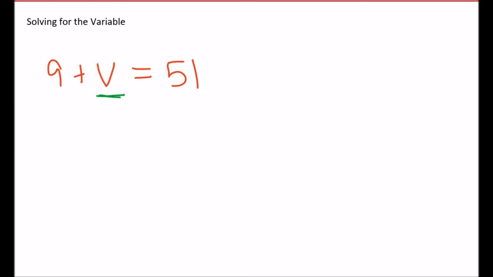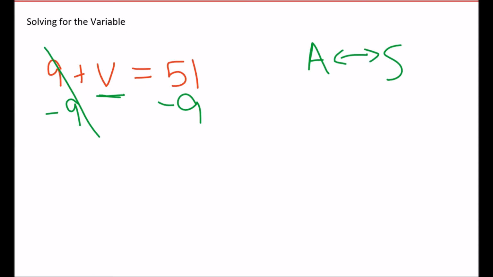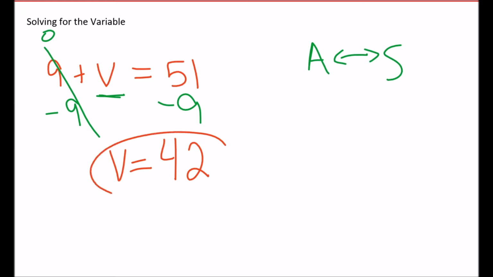So how are we going to do that? Well, right now we have the 9 being added to v. So let's get rid of the 9. The opposite of addition is subtraction. They kind of have one of these relationships. Okay, so they kind of undo each other. So we're just going to subtract 9 from both sides. And what you do to one side, you have to do to the other. So that causes this to go away and become 0, and that leaves us with v equals 42. And that's our answer. All right, let's do another problem, guys.